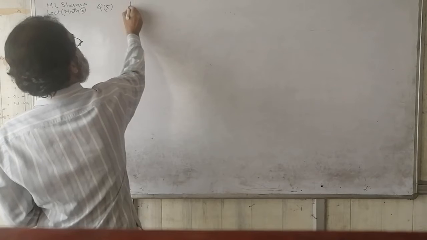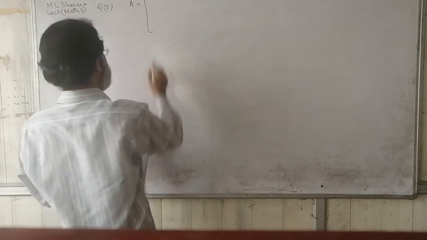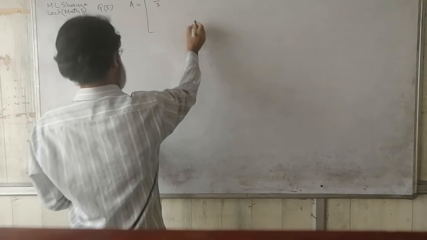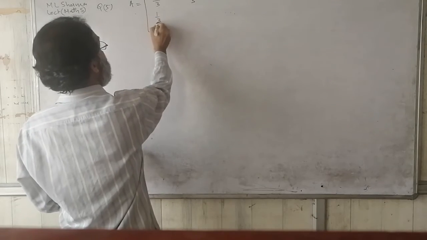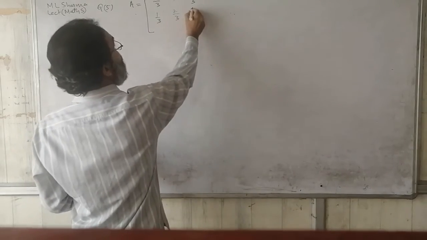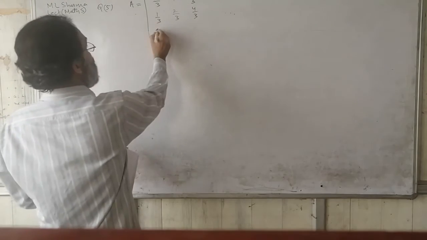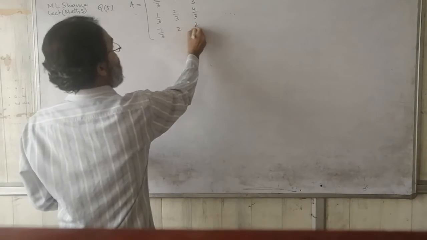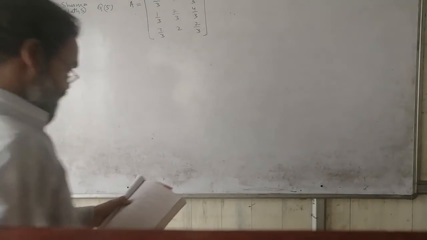A matrix is given. Its elements are 2/3, 1, 5/3, then 1/3, 2/3, 4/3, and in the third row 7/3, 2, 2/3. So these are the elements of matrix A.